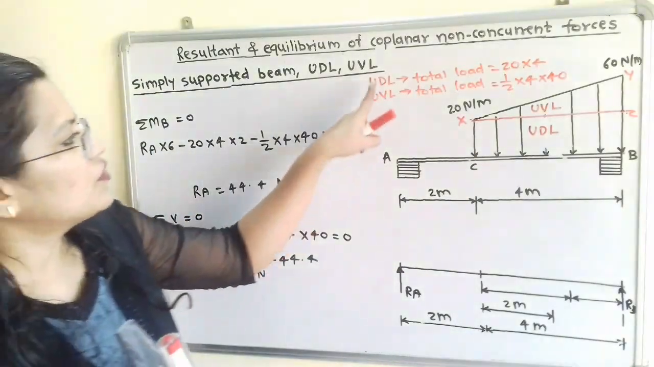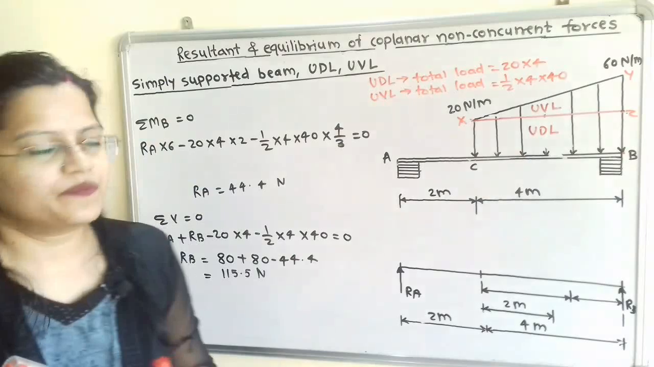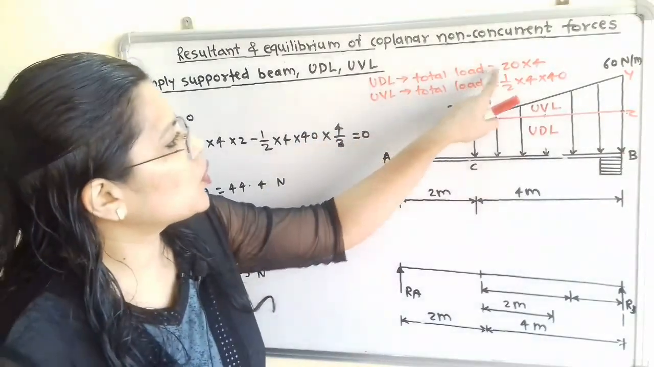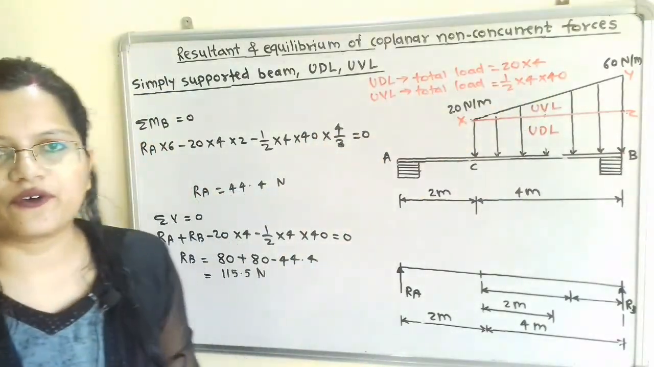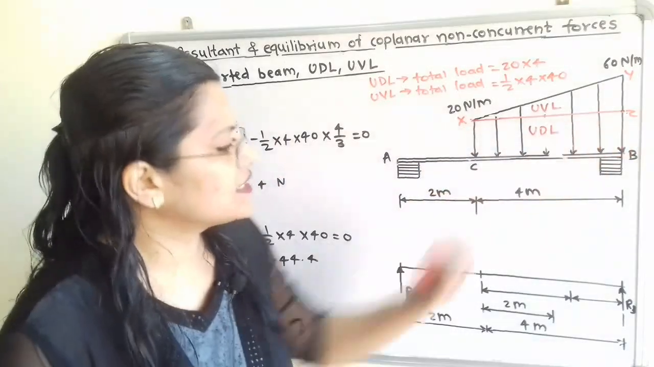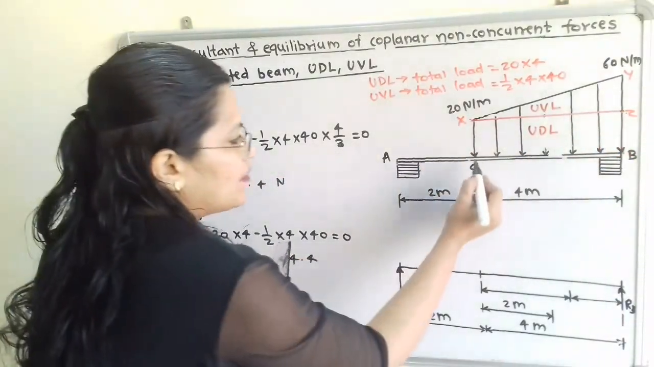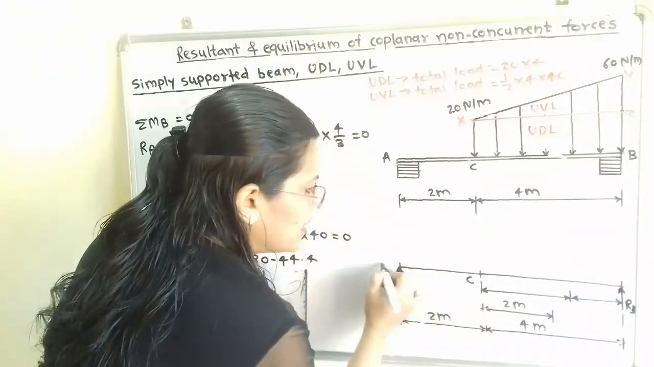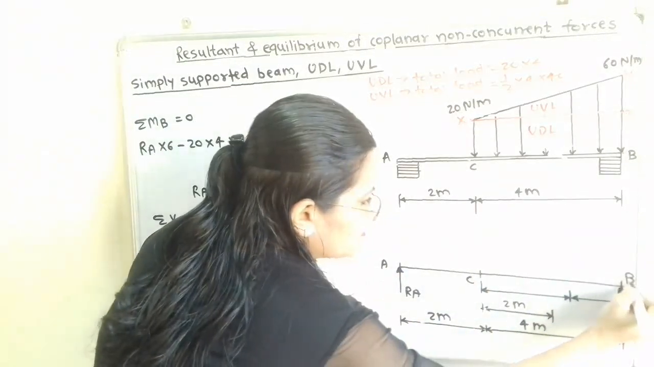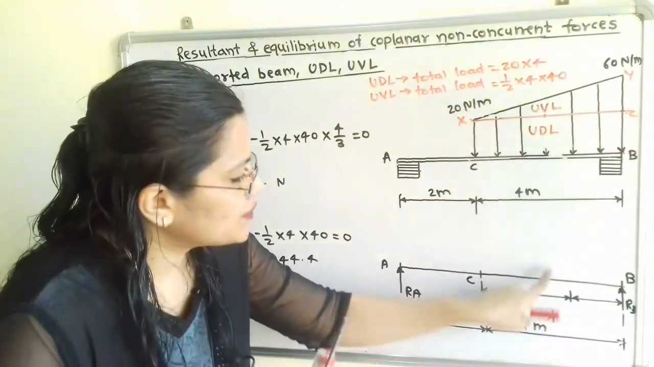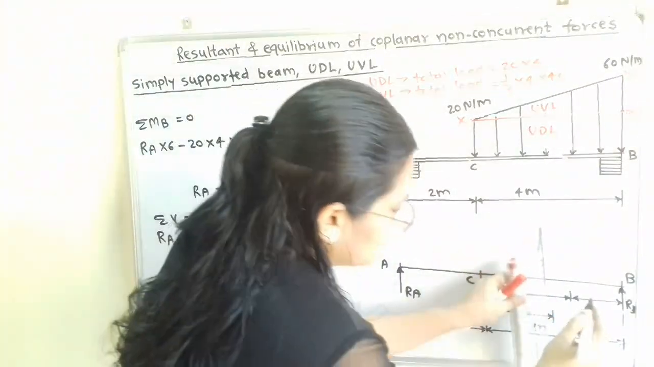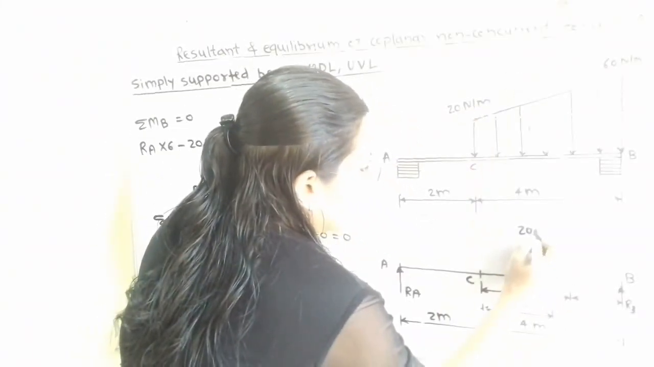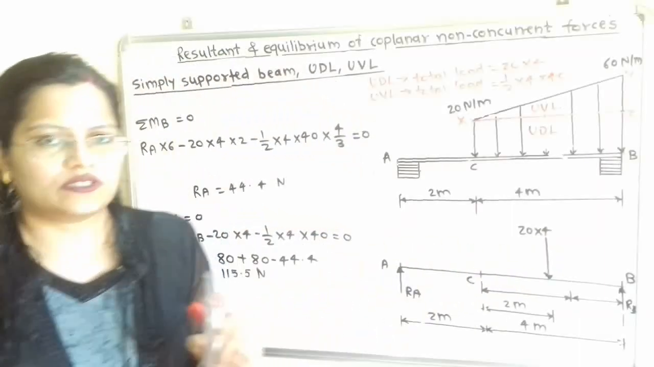Now we will show the uniformly distributed load. For the uniformly distributed load, total load is 20 multiplied by 4, and the point of application is the middle point, that means 2 meter from point C. So I will show here point C, here is point A and here is point B. I will show the point of application is 2 meters, and the magnitude is 20 multiplied by 4 Newton.